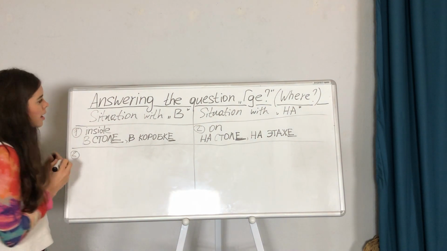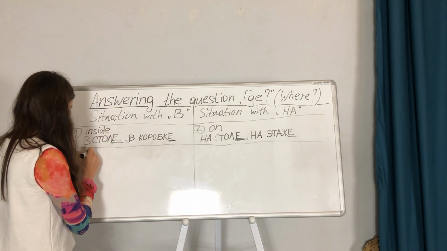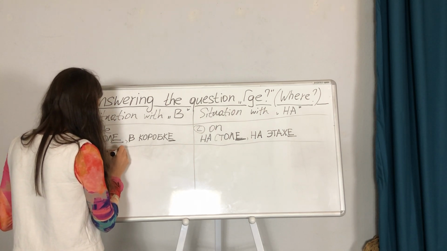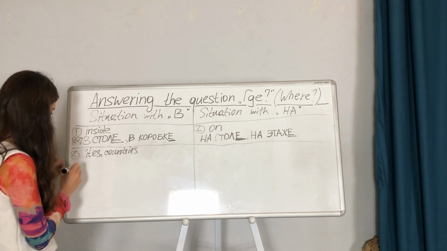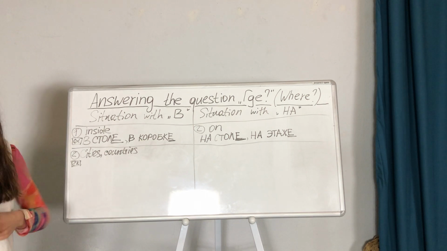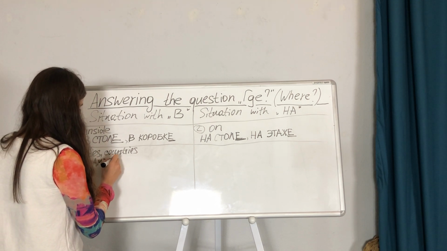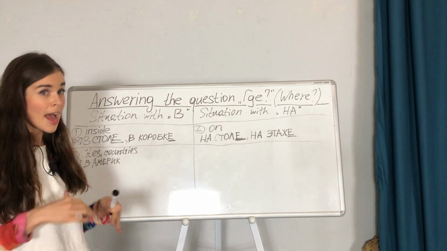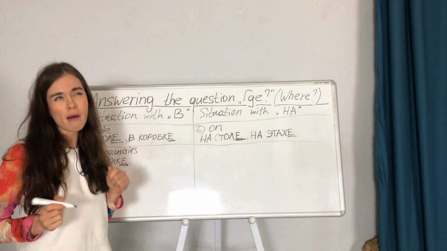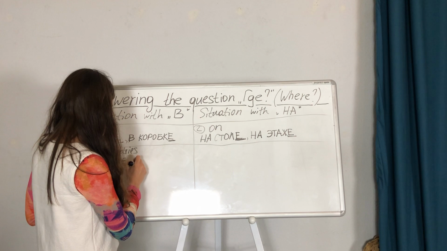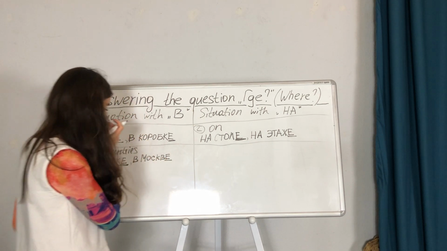In the second situation, we use в when we talk about cities and countries. For example, в Америке. America ends with the vowel а, and we change it to е: в Америке. And let's take a city, Moscow: в Москве.